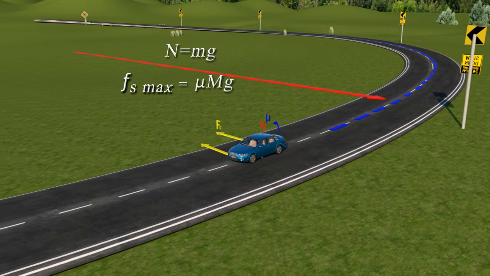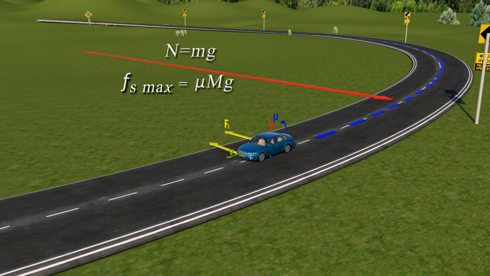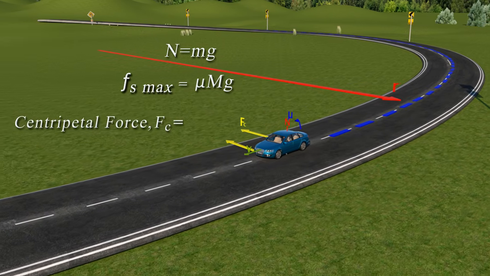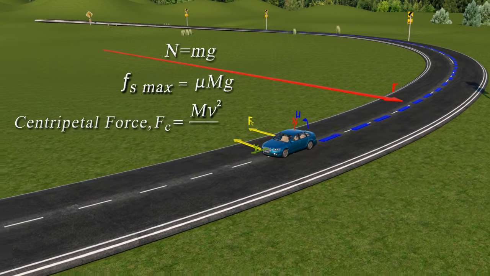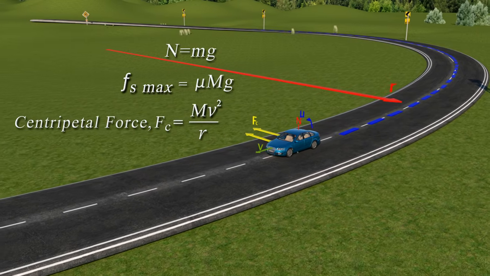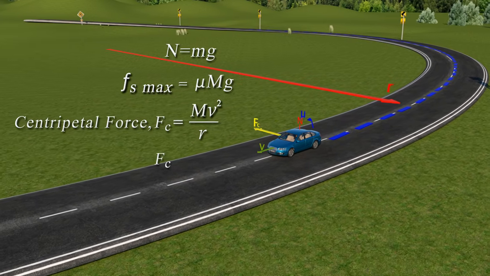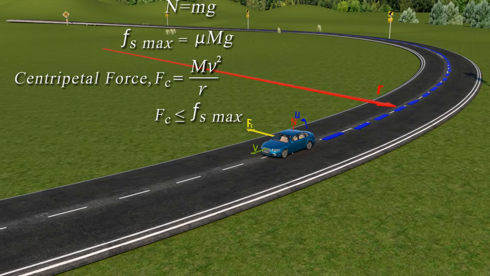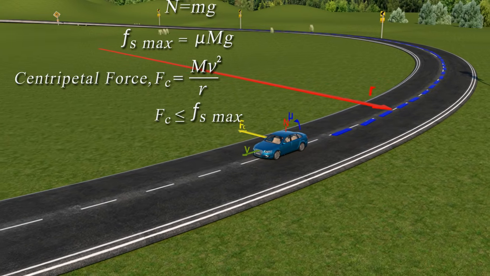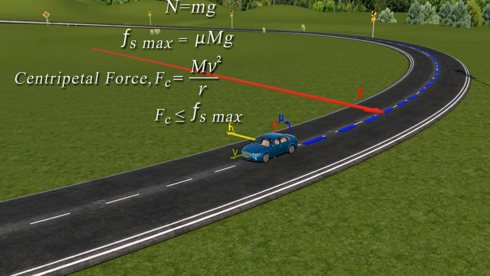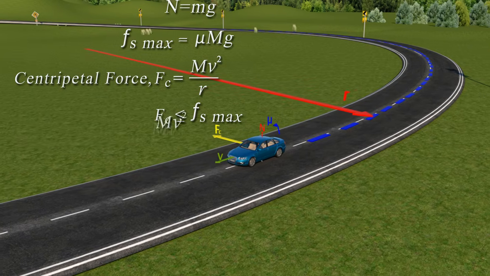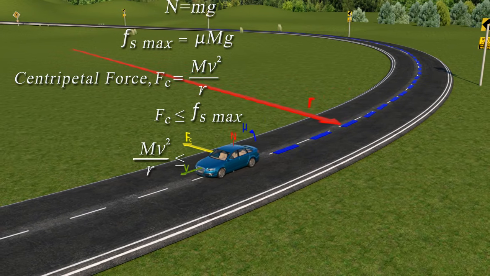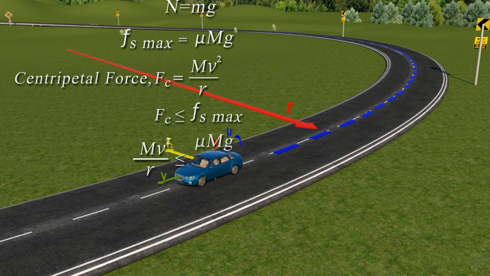While making a turn, if the velocity of the car is v and the radius of the arc is r, the centripetal force acting on it would be equal to mv squared by r. For the car to make a safe turn, the required centripetal force should be within the limit of static friction, which implies that mv squared by r is less than or equal to mu mg.